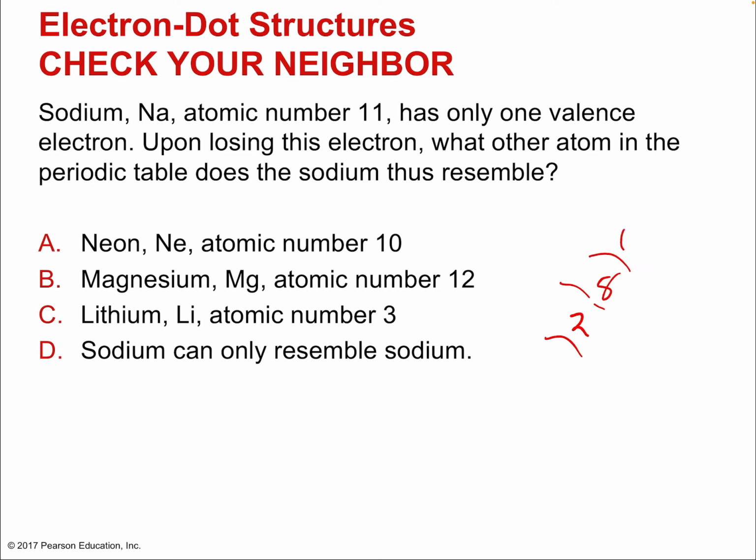So what happens then when it loses that valence electron? What does it resemble? All right, neon with an atomic number of 10, magnesium with an atomic number of 12, lithium with an atomic number of 3, or sodium can only resemble sodium. Which is it? Molecularly speaking, what does it behave like?